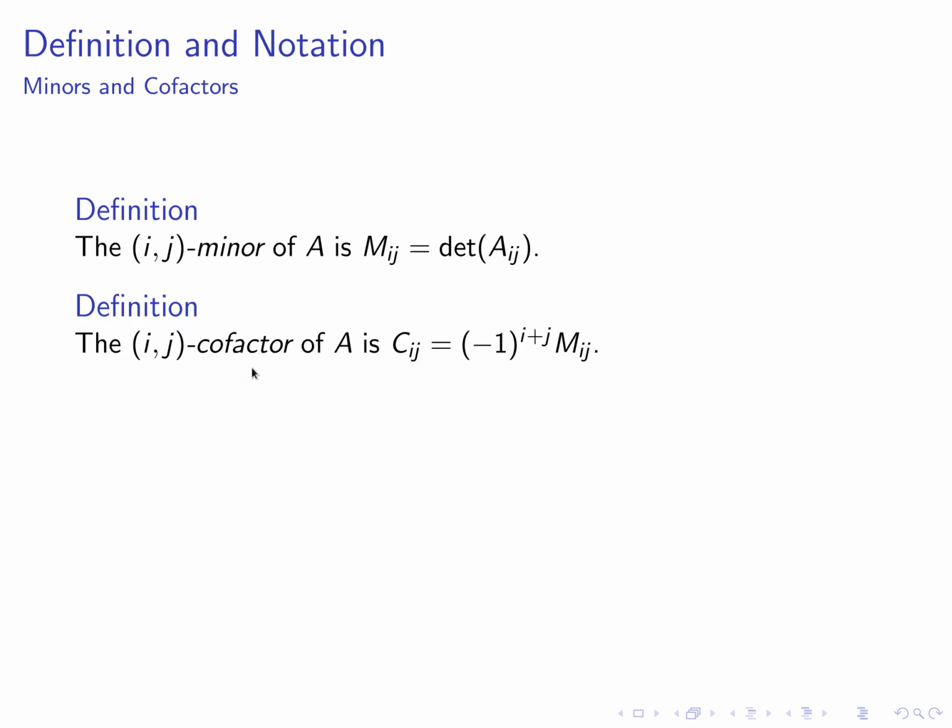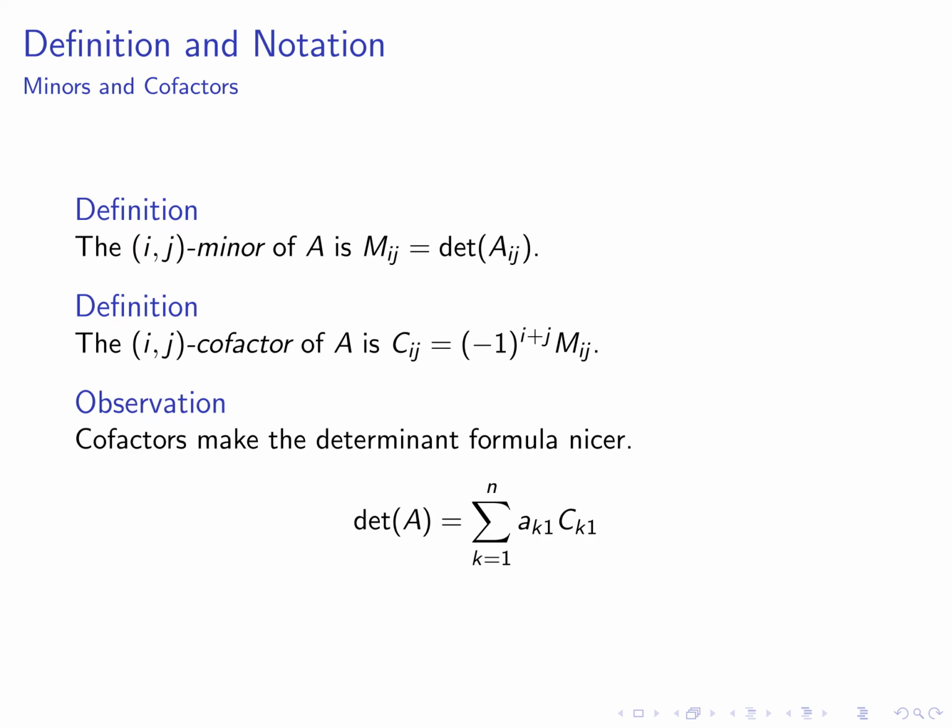The ij cofactor is the ij minor, so the determinant of the ij submatrix, scaled by either plus or minus 1. And the way we construct the scale is by looking at the number -1 to the i plus j. So the ij minor is the determinant of the ij submatrix, and the ij cofactor is -1 to the i plus j multiplied by the ij minor.